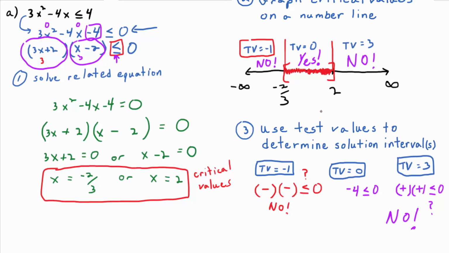You just have to write that number line graph in interval notation. So what's the solution interval? -2/3, comma, 2, in brackets. There you go. What we're saying is all the x values or input values between -2/3 and 2 will satisfy that original inequality. Okay? That's it. That's what it means.